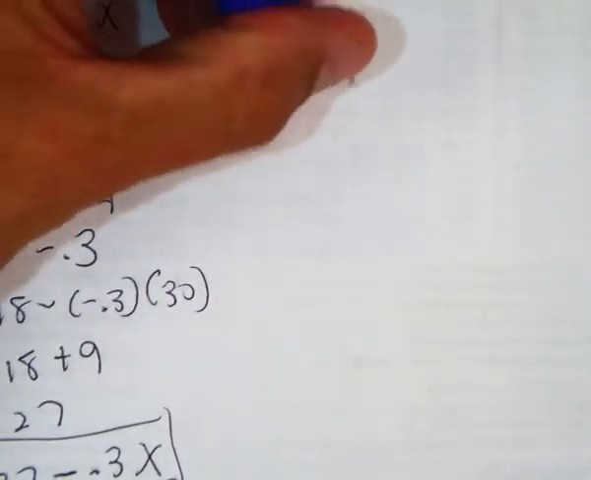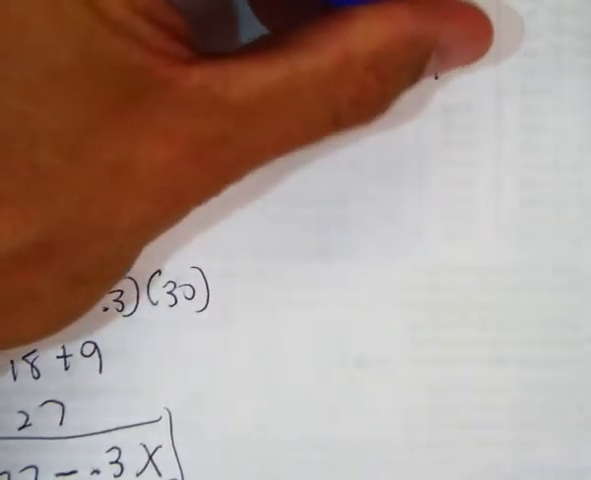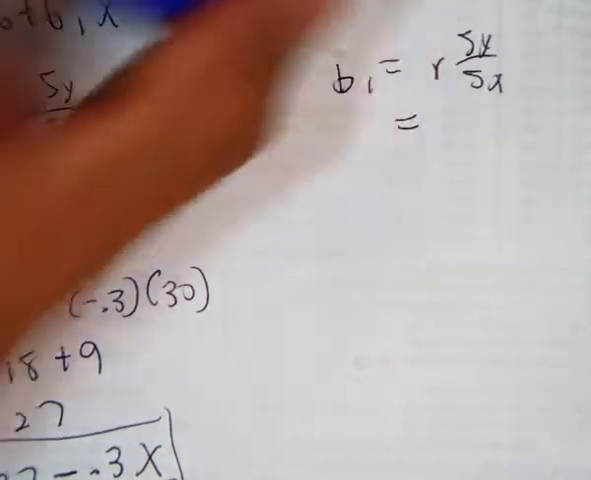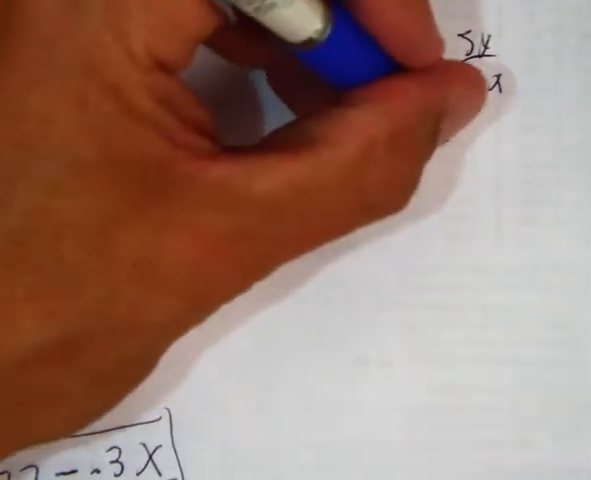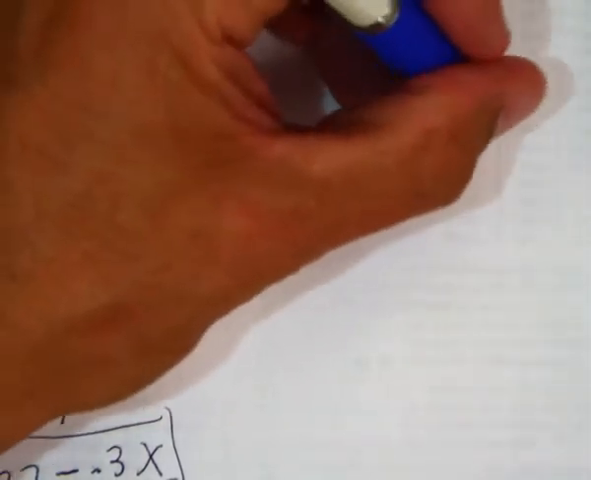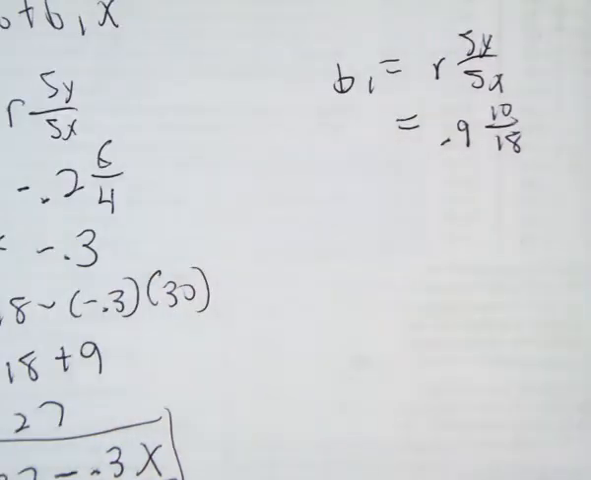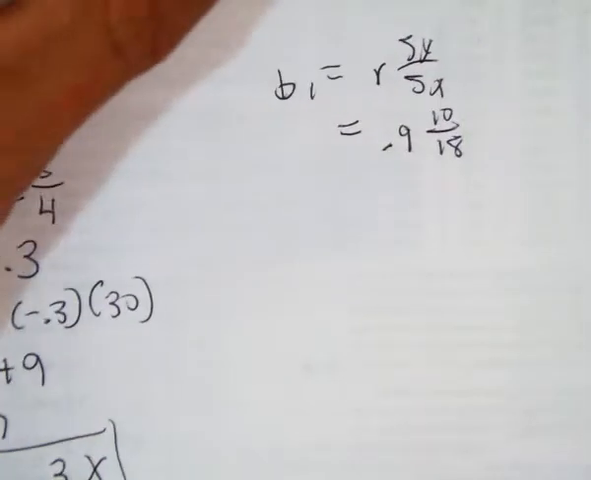In problem 2, we're going to do the same thing. So we got b sub 1 equals r times the standard deviation of y over standard deviation of x. And we know that r is 0.9, standard deviation of y is 10, standard deviation of x is 18, and that equals 0.5.